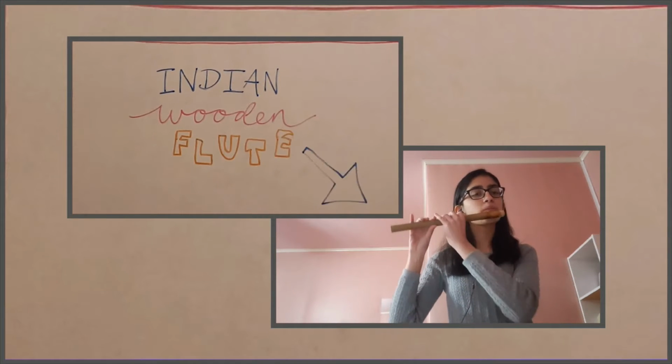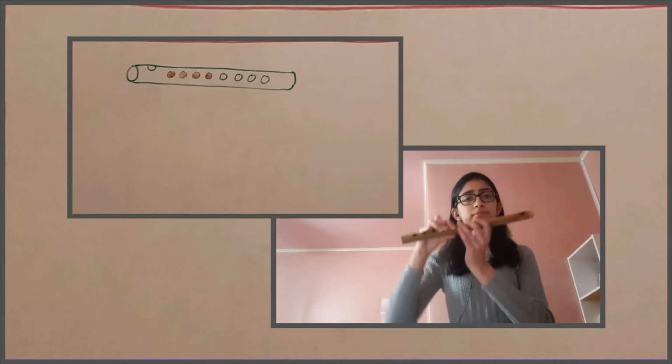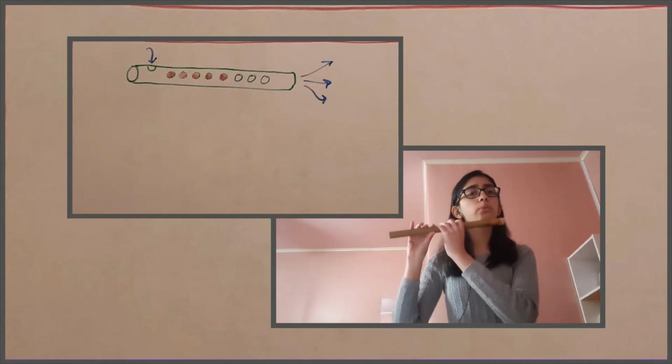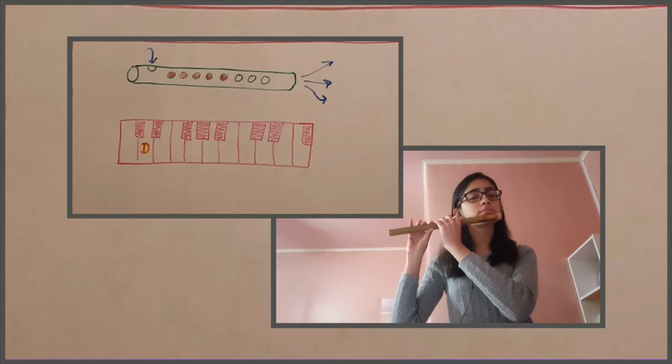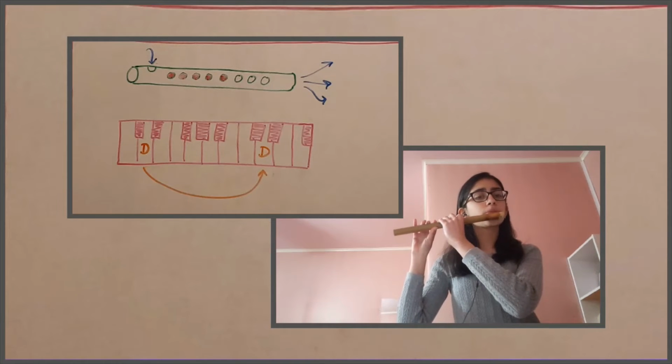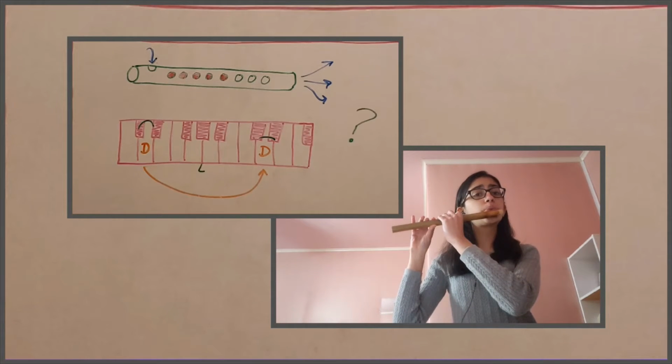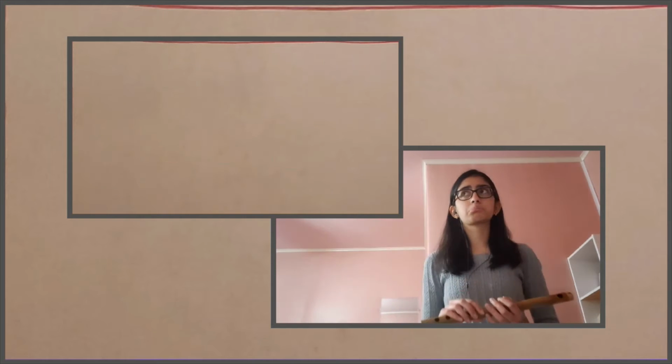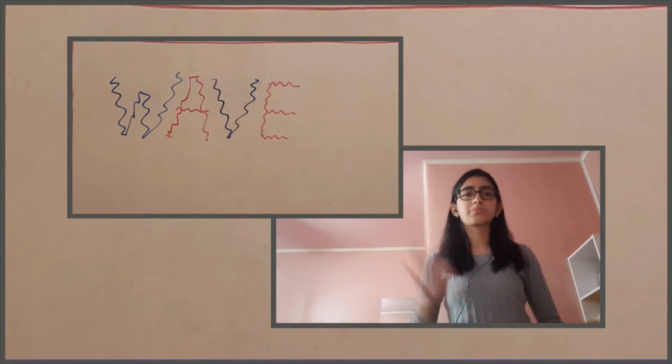Today, Shreya will be playing the Indian wooden flute. Note how she is holding down the same fingers, just changing the way she blows through the flute, and she can play a whole octave higher, from D to D. How is this possible? Well, it's because of waves.